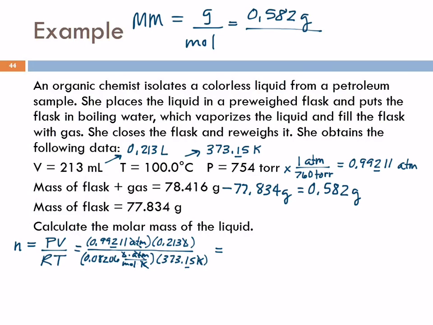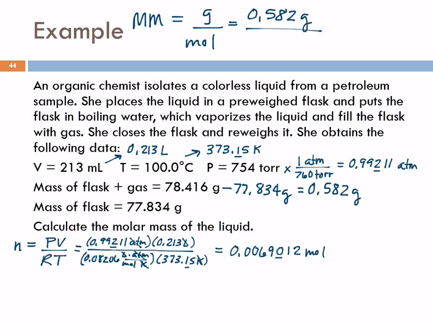0.99211 times 0.213 divided by 0.08206 divided by 373.15 equals 0.0069. There's my 3 significant figures, 0.00690 moles.